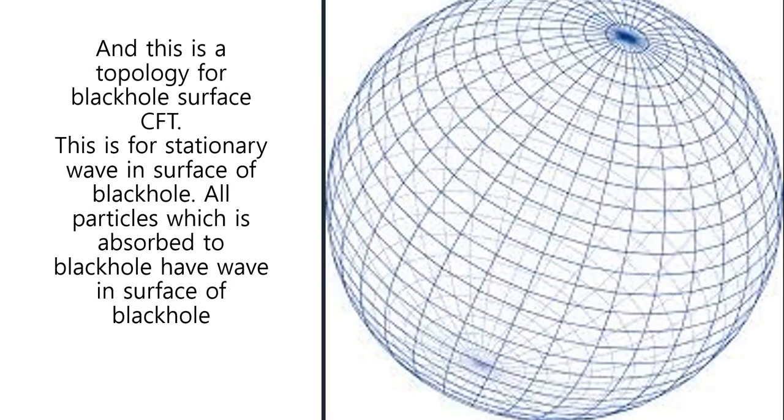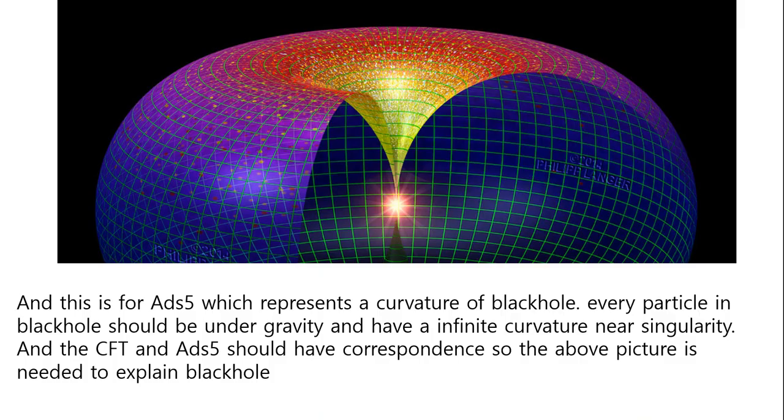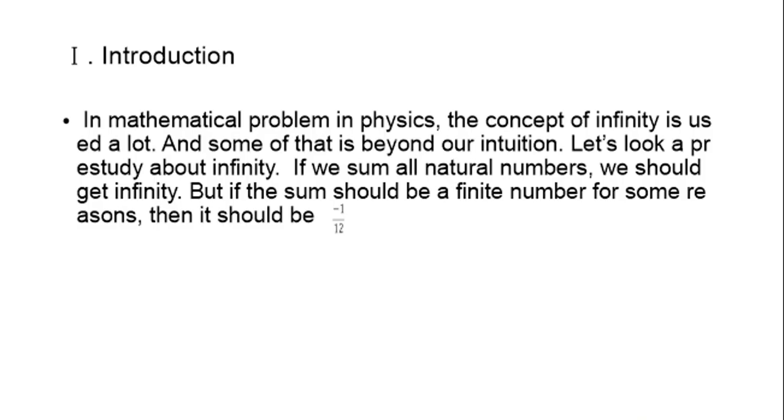This is a topology for the black hole surface, CFT. This is for the stationary wave on the surface of the black hole. All particles which are absorbed into the black hole have a wave on the surface of the black hole. And this is for AdS5, which represents the curvature of the black hole. Every particle in a black hole should be under gravity and have an infinite curvature near the singularity, and the CFT and AdS5 should have correspondence, so the above picture is needed to explain the black hole.